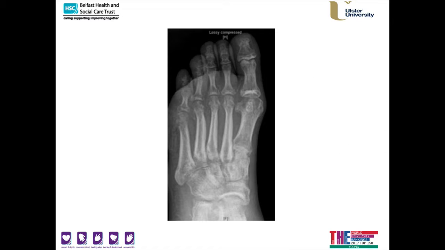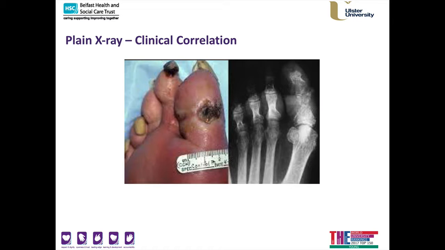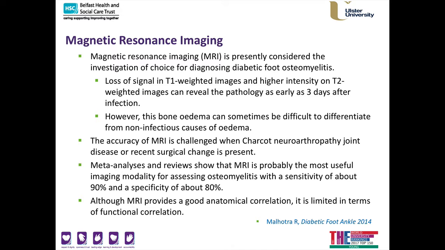Here we can see an area in the lateral aspect of the foot where you can see just the metatarsal head is slightly eroded, and this patient had an ulcer on their lateral aspect. So again, correlate the x-ray with what you've got clinically. Here's a patient who has got an ulcer in their first toe, and you can see in the x-ray that the bone itself is grossly destroyed at this point. So that would be highly suggestive of osteomyelitis in this digit.